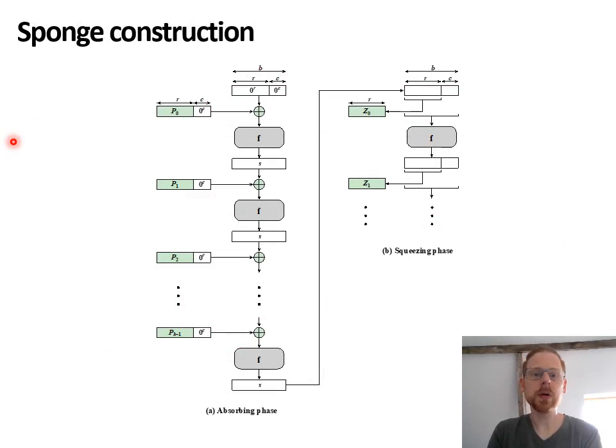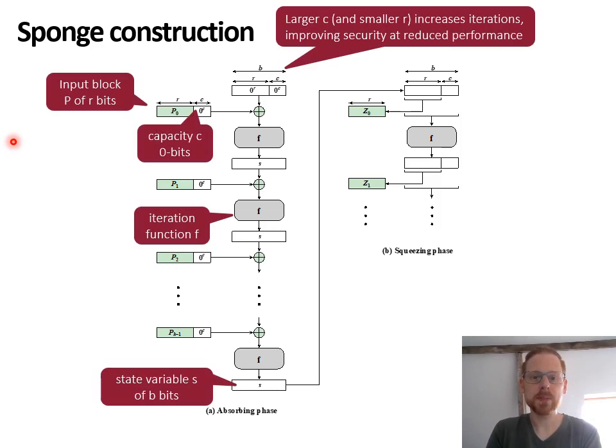Let's take a closer look at how this sponge construction transforms our input blocks P0 to Pk-1 into our output blocks Z. As I mentioned before, SHA3 is characterized by two parameters, R and C. R is called the bit rate or the block size. If we increase the size of R, the algorithm will become faster as the number of blocks will decrease, and thus the number of rounds will decrease as well.